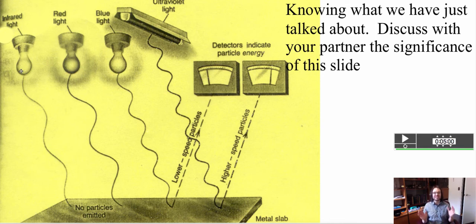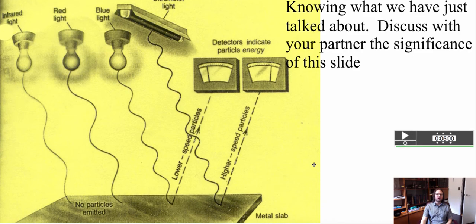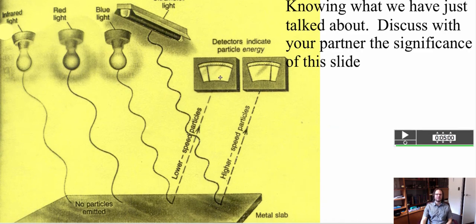Doesn't matter what the intensity is, no particles are emitted. I could barely have any ultraviolet light, but yet particles will be emitted. Why is this? Why is this so important? I want you to discuss the significance by using this here and what you have just learned and combine them together. So pause your video and discuss.